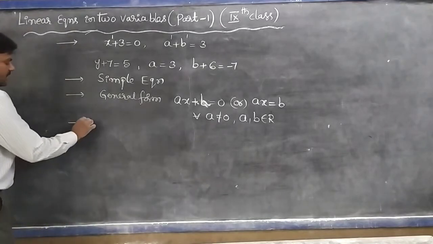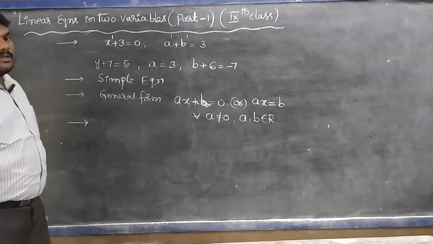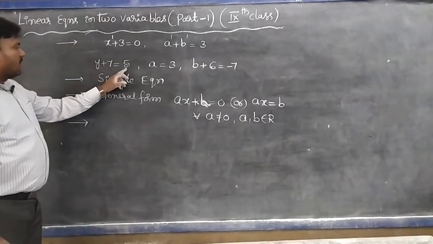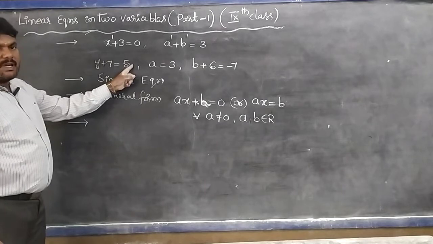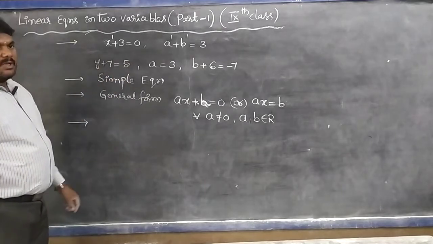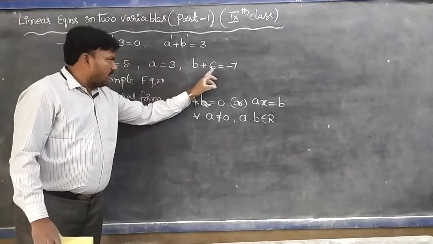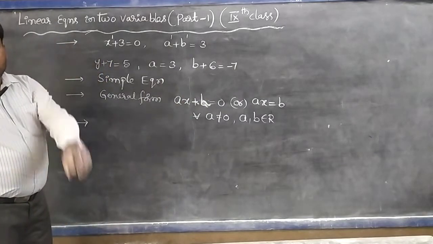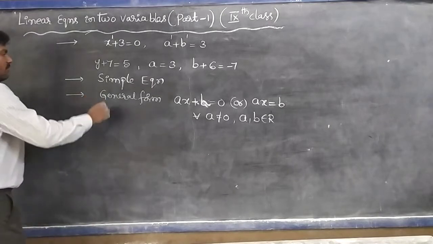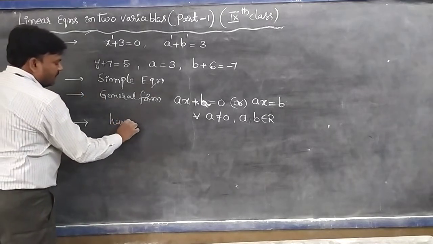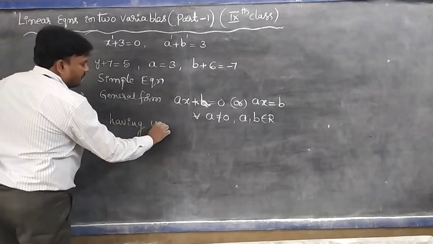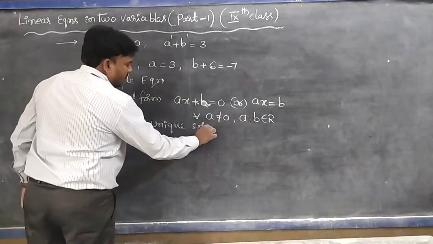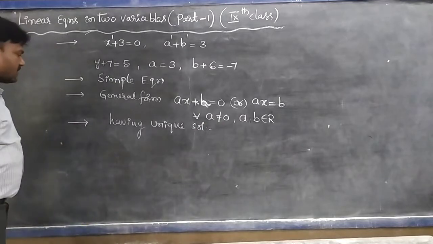Go for another point. How many solutions are there in a simple equation? Observe here: y plus 7 equal to 5. Plus 7 transferred to the right side becomes minus, so y equal to minus 2. Here a equal to 3. Here b equal to minus 13. How many solutions are there? Only one solution. So a simple equation has a unique solution, nothing but one. Unique solution.